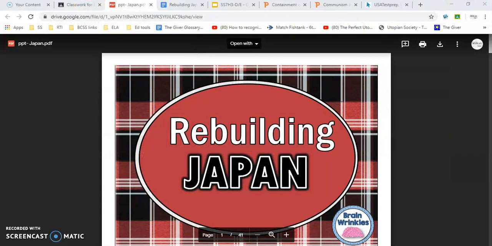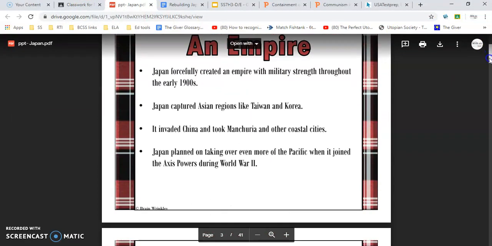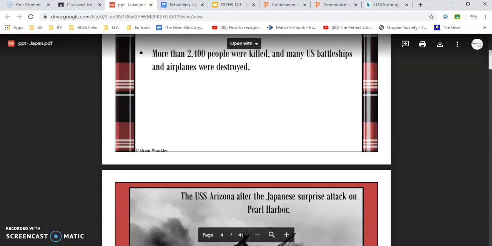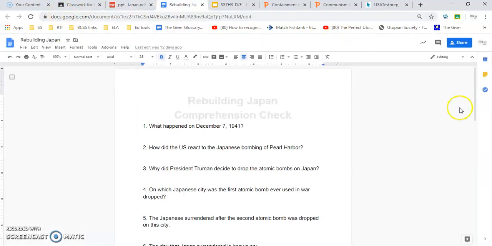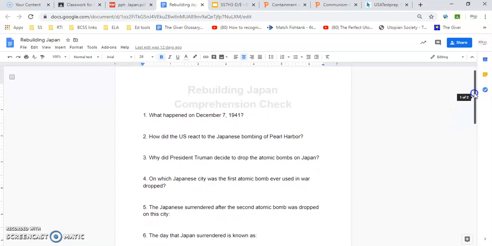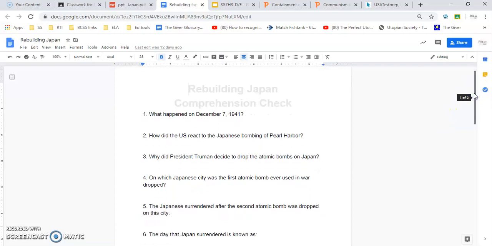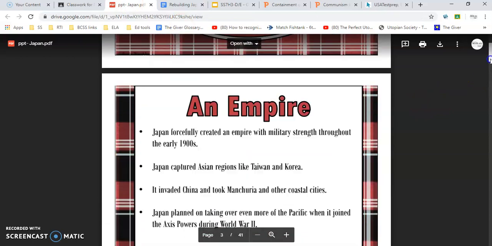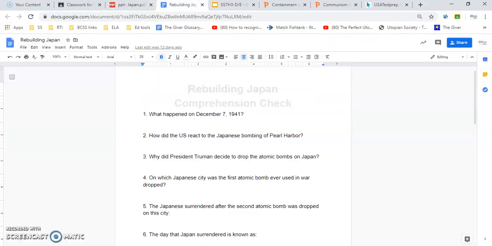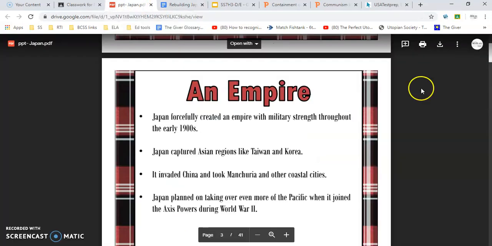So the first thing that we have right here is the PowerPoint for rebuilding Japan after World War II, and this is what it looks like. And you guys have seen these little comprehension checks before, where I basically ask you questions in order of the PowerPoint, and you're just going to answer them. Now, this first one says, what happened on December 7th, 1941? So you're going to go back to your Japan PowerPoint, and you're going to look for December 7th, 1941, this date. And some of you might already know that, which is fine, but still use your resources.